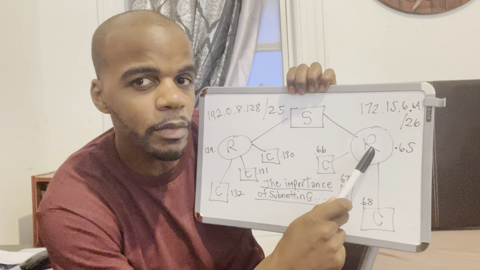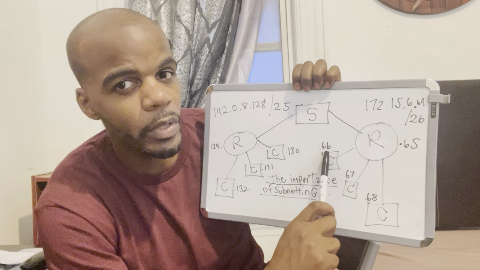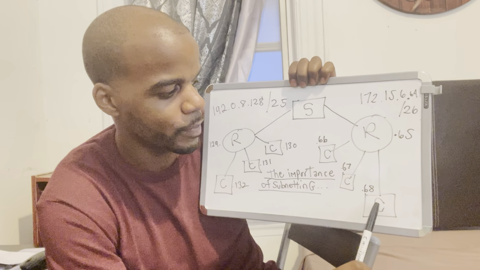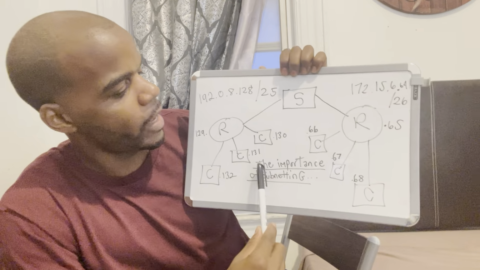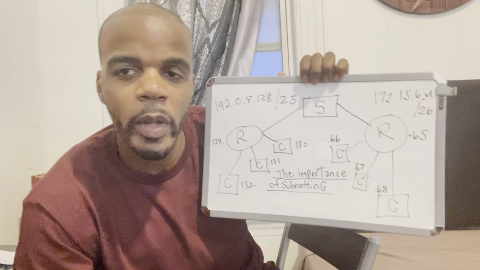The router is 65. Remember the default gateway? The computer is 66. This computer is 67. And this last computer is 68. Now, the importance of subnetting is knowing how to allocate IP addresses to your devices when needed.